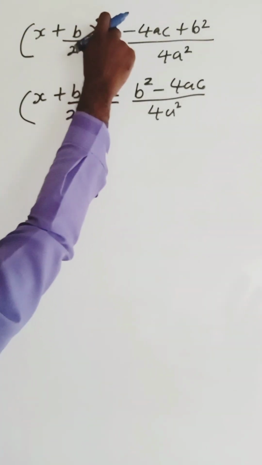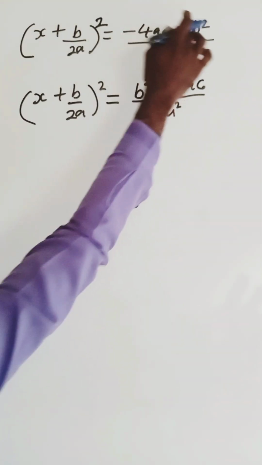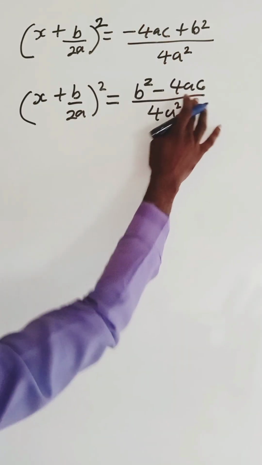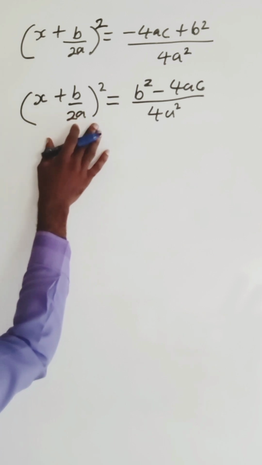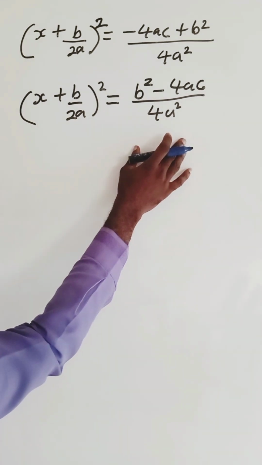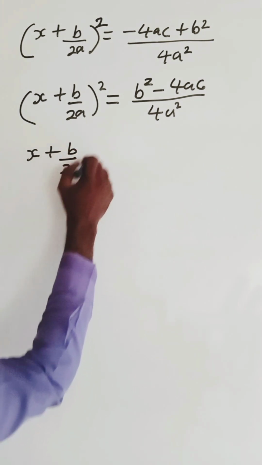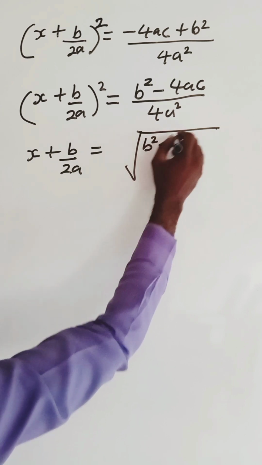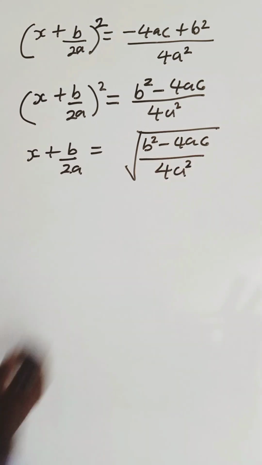Take note, the numerator here and here is the same. We just change the position, nothing changed. B squared is positive here, it's also positive here. Minus 4ac is negative and it's also negative here. Next is that we remove the square on this side of the expression, and that will automatically give a square root to the other side of the expression. Let's see. X plus b all over 2a will now be equal to the square root of b squared minus 4ac all over 4a squared.